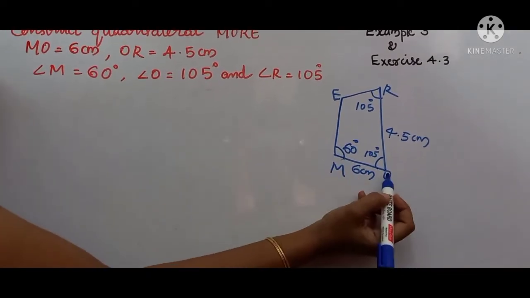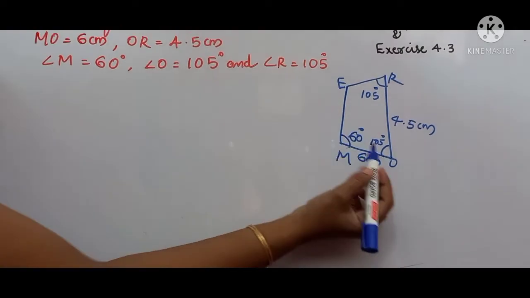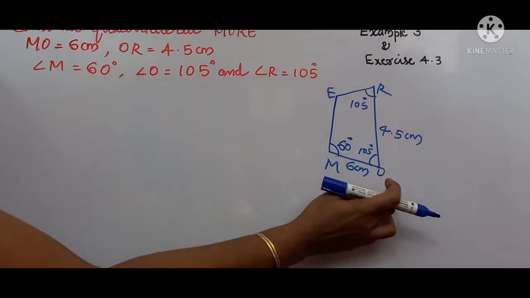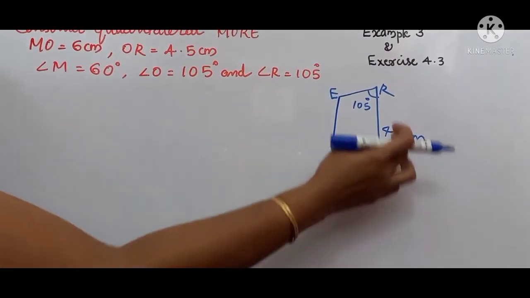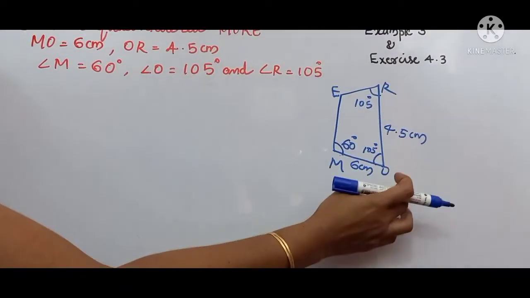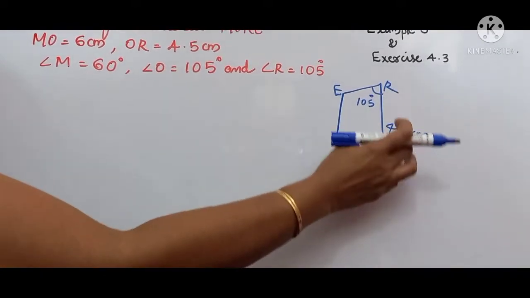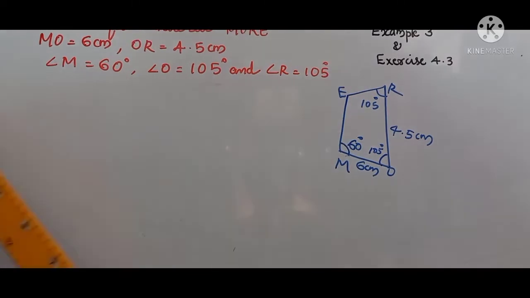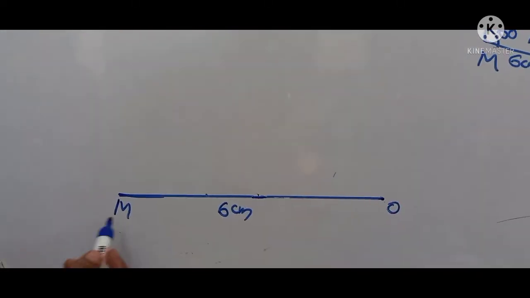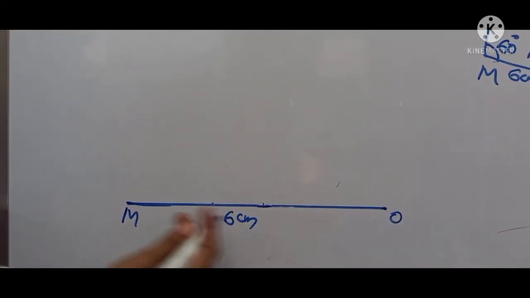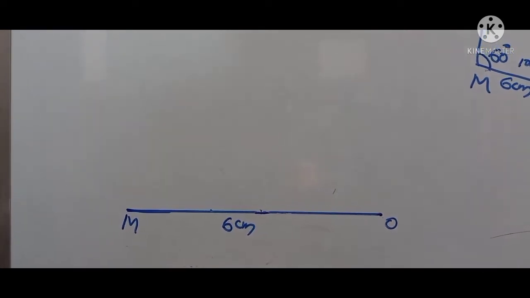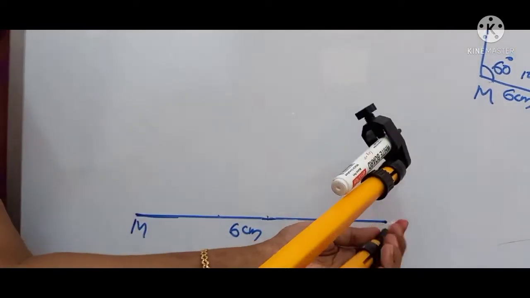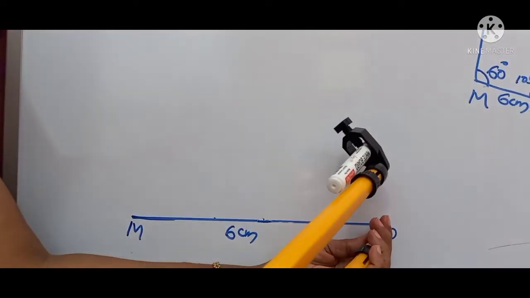Now we have to decide how to construct MORE by visualizing this rough sketch. Here MO is given as 6 cm, and these two angles are also given. So either we can draw MO or OR first, because angle O and angle R are given, and this length OR equal to 4.5 cm is also given. So here we can start with MO of 6 cm. Drawing, here we have MO with 6 cm. Next we have to construct that 105 degree angle at O.